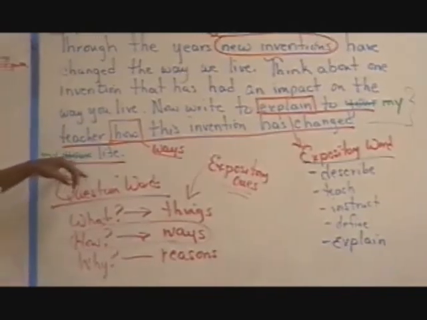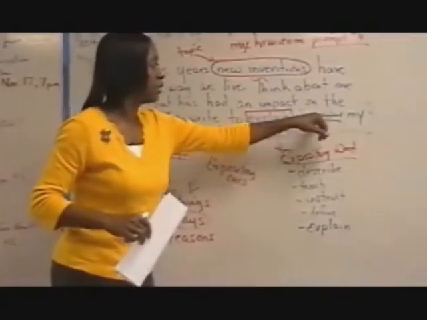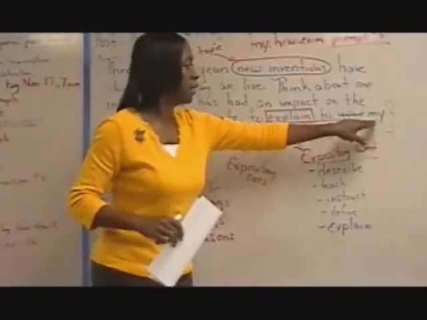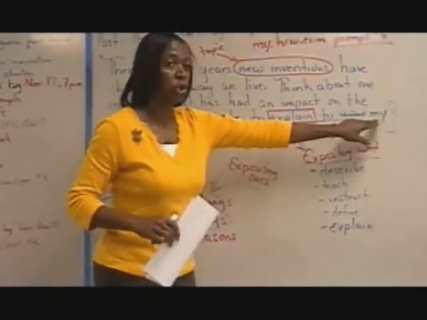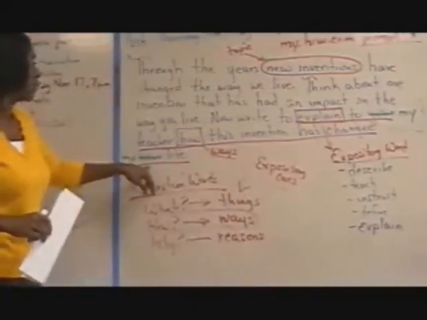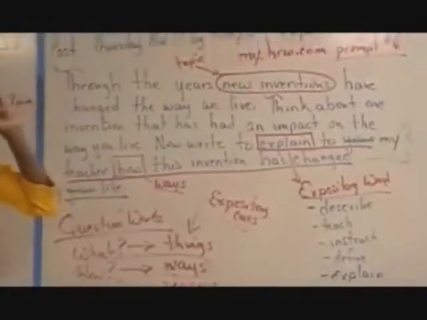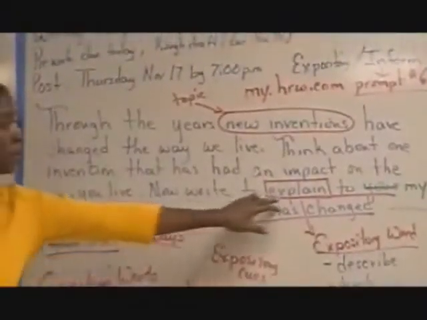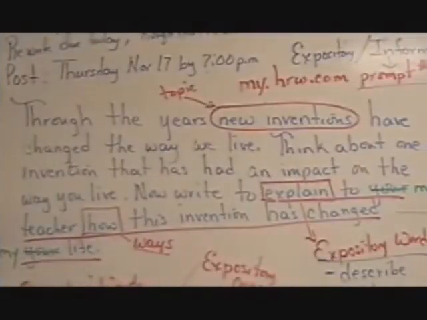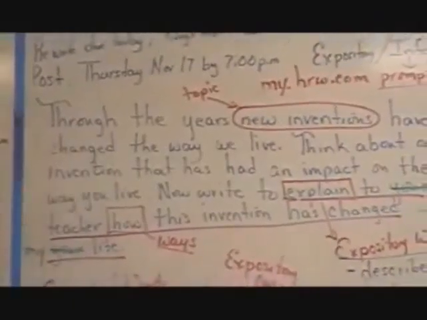Remember, the reason that we have my instead of your is that I asked you to take the pronoun your, strike that out and make it subjective, and use my. So I have my instead of your. Now read it using the pronoun my, please, from explain. Explain to my teacher how this invention has changed my life. Okay, so that's what we're going to write about. We're going to write about an invention that has changed my life.